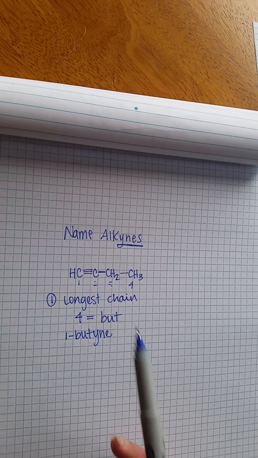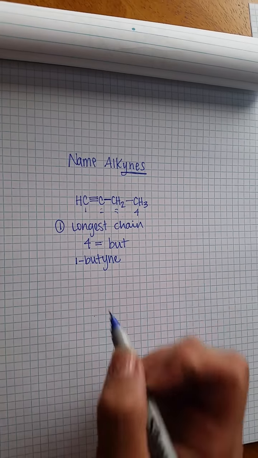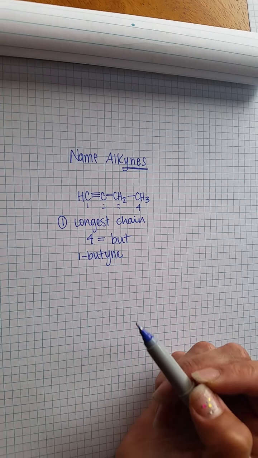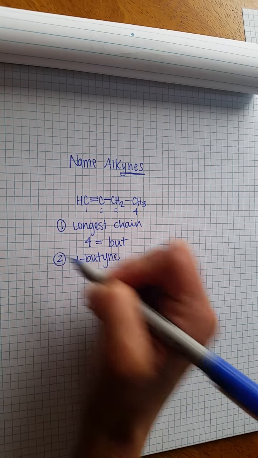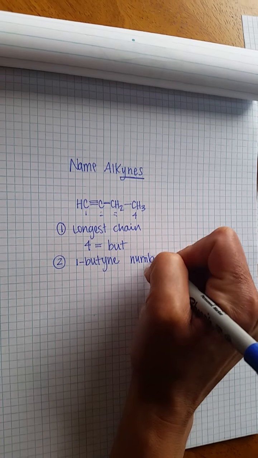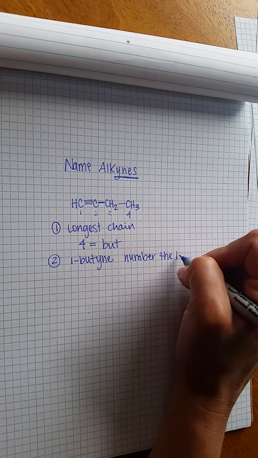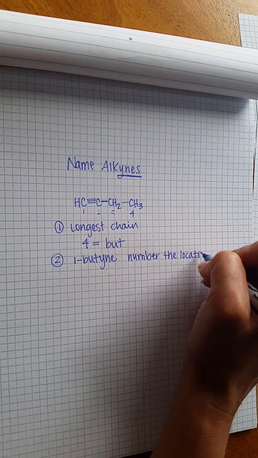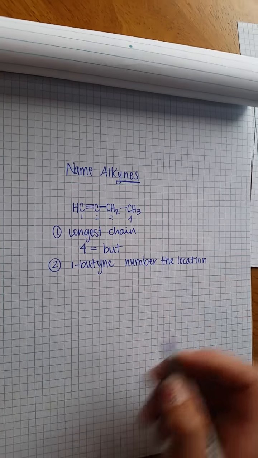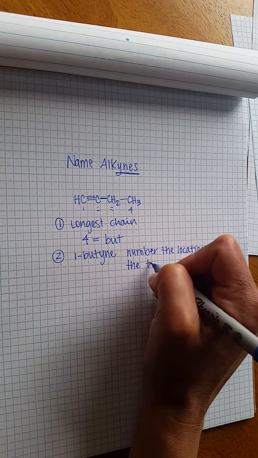So now what if we have substituents on an alkyne? So in that case, well, really there was only, I guess, 2 steps here. You had to number the location of the triple bond.